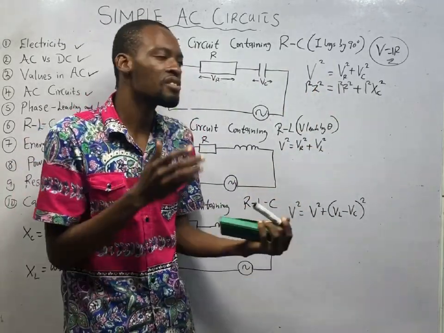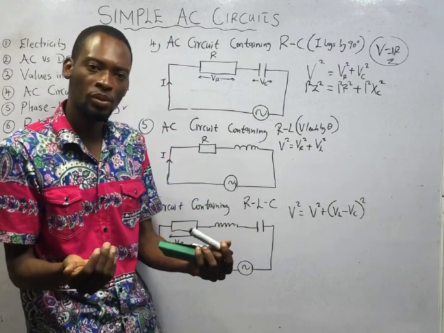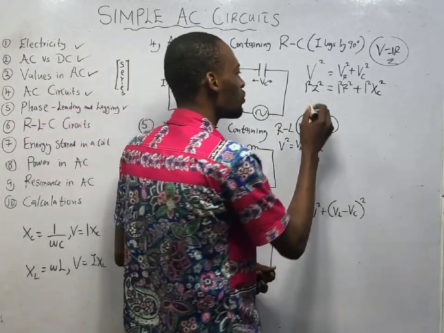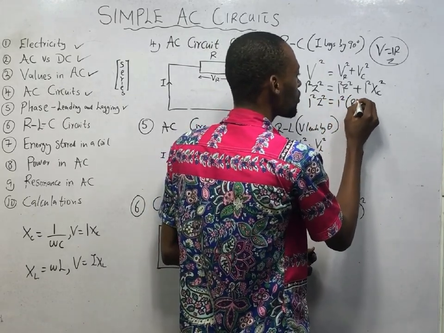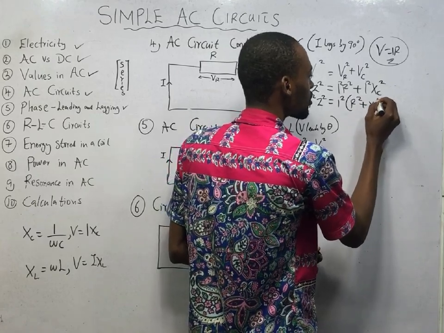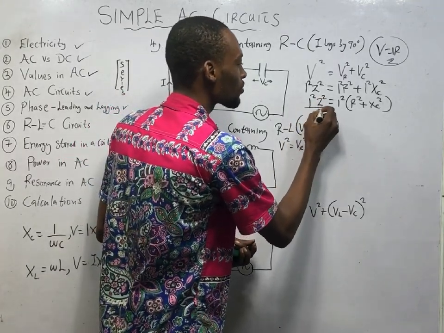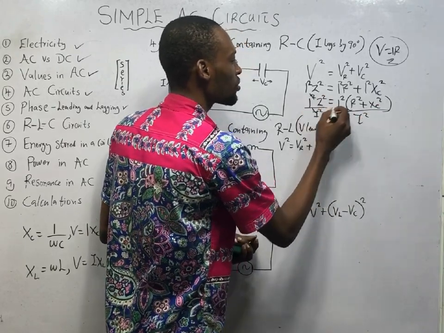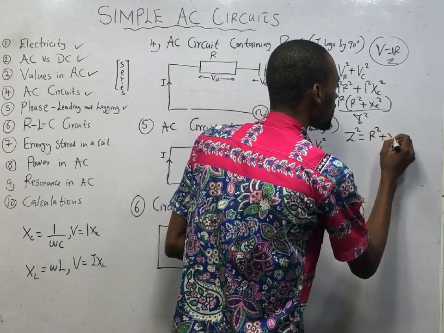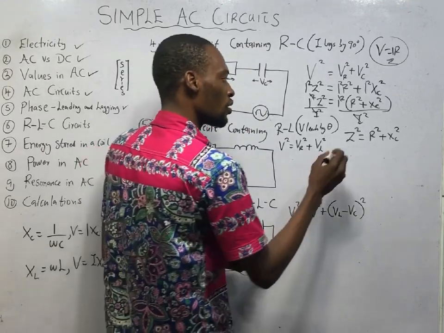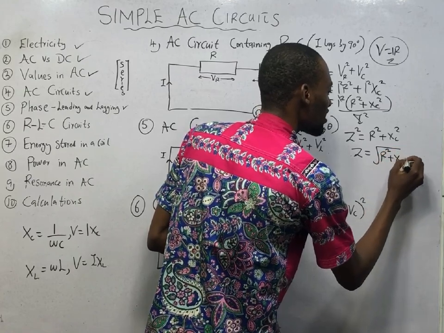And remember, in series, the same current flows. Therefore, this current is the same. We can factorize. Factorizing, we have I squared Z squared equals I squared R squared plus Xc squared. If you are very good at mathematics, you simply know that dividing both sides by I squared cancels it. So the square of impedance becomes R squared plus Xc squared. Z becomes the square root of R squared plus Xc squared.